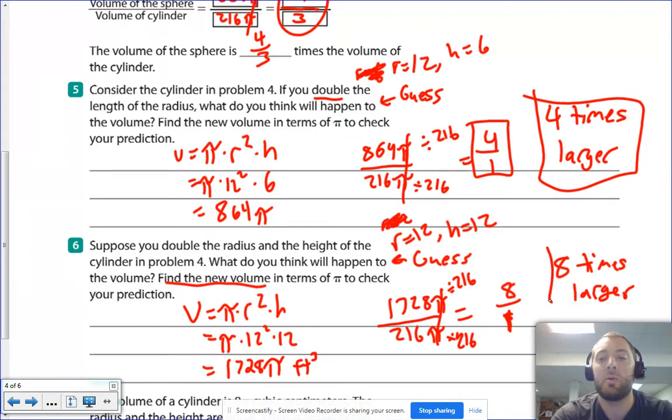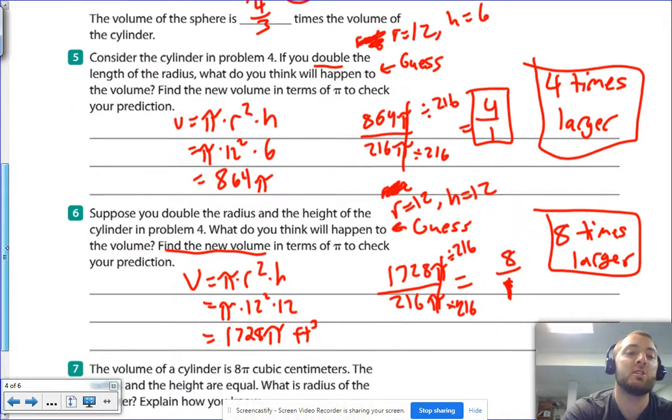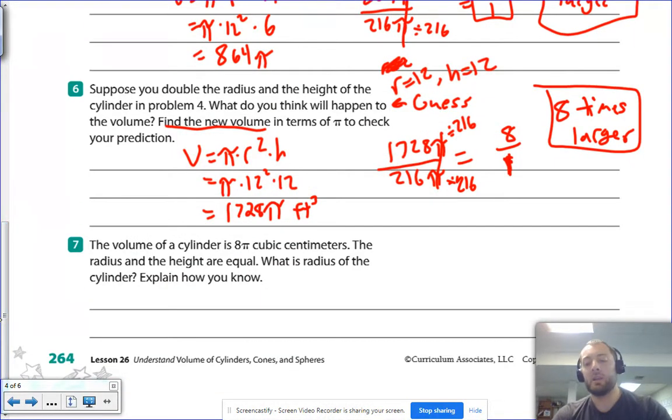So we're just playing around with how it impacts the whole volume if you change one little part, like the radius or the height. It tends to be a lot more of an impact with volume than it would be with area or just regular distances. So last question.